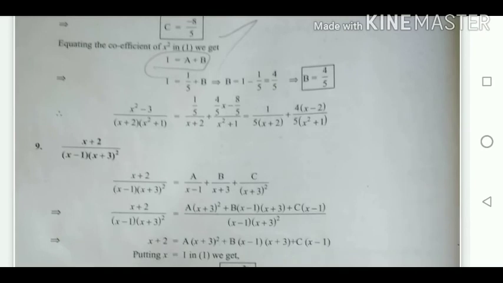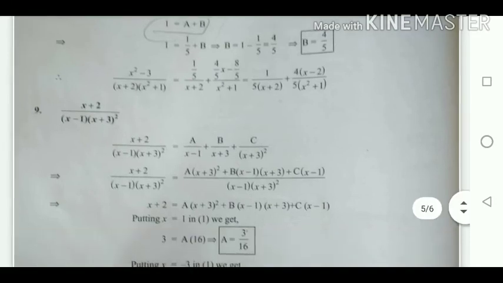Then equate the coefficient of x² in order to find the value of b equal to 4/5. The last step, you substitute these values in equation 1, that is (x² − 3) divided by (x + 2)(x² + 1) equal to 1/(5(x + 2)) + (4x − 8)/(5(x² + 1)). Listen here, in this sum the value of b equal to 4/5, c equal to −8/5, so bx + c equal to (4x − 8)/5. So you have to take 5 as the LCM. So we get 4x − 8 over 5.